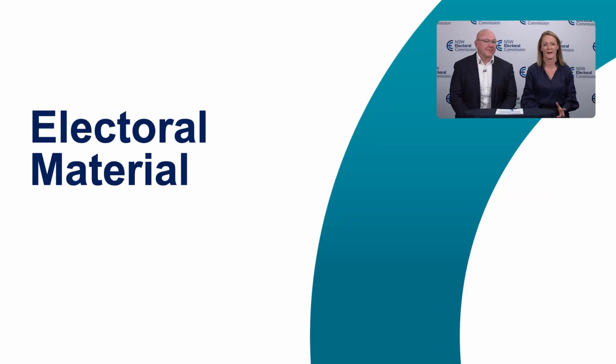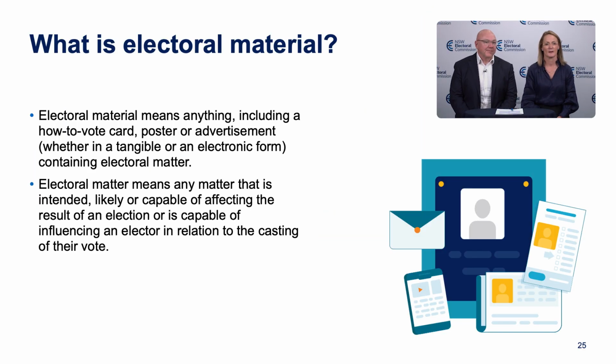I'd now like to talk about electoral material. Now, what is electoral material? Electoral material means anything including a how to vote card, poster or advertisement, whether it be in a tangible or electronic form. Electoral matter means any matter that is intended, likely or capable of affecting the result of an election or is capable of influencing the way an elector may cast their vote.